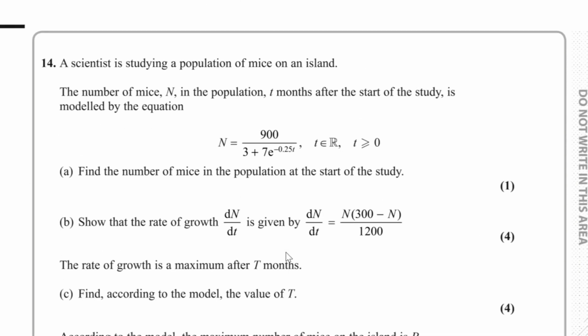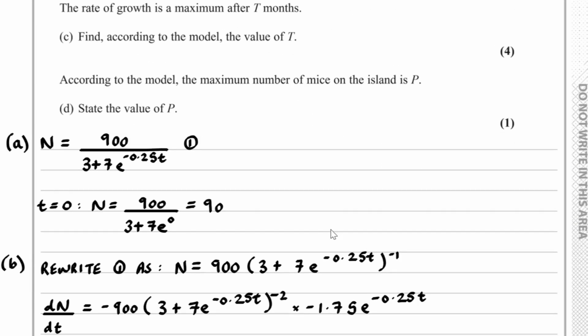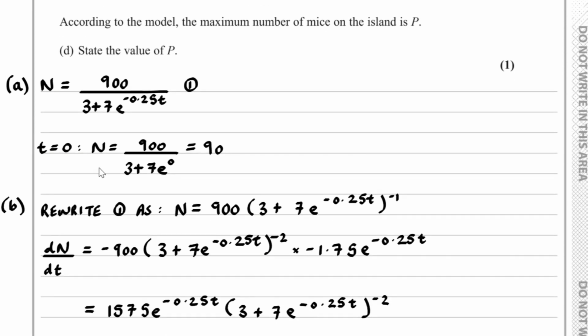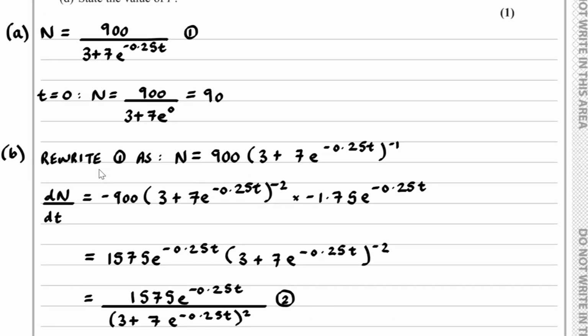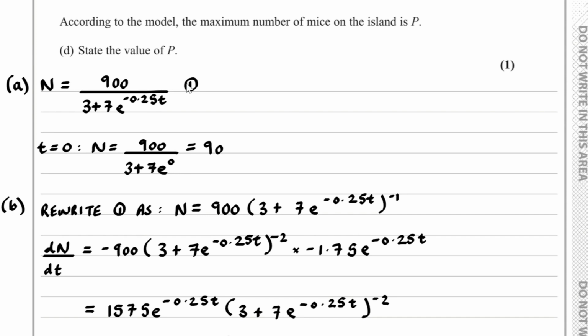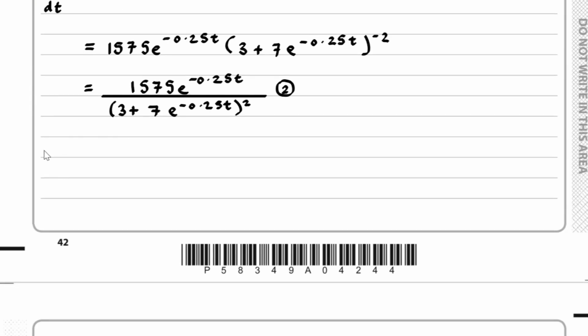Now do you notice that our dn/dt does not contain anything involving e's? So we need to get rid of everything involving the e's. So if I take a look at equation 1, from equation 1 we can see that 3 plus 7e to the minus 0.25t is equal to 900 over n.